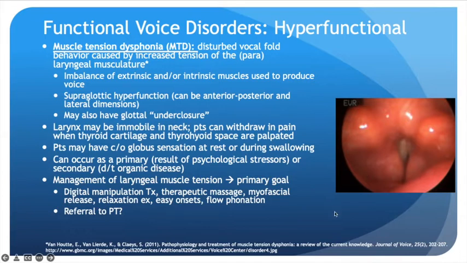The larynx might be immobile in the neck. The patient might indicate that there's pain in the larynx upon palpation. They might have a globus sensation or a feeling of a lump in the throat at rest or during swallowing. MTD can be primary or caused by psychological stressors or secondary due to some organic disease. And management involves alleviation of tension. This might involve digital manipulation, massage, myofascial release, relaxation exercises, easy onsets, flow phonation, and possibly a referral to a physical therapist that the patient could work with synchronously or concurrently.